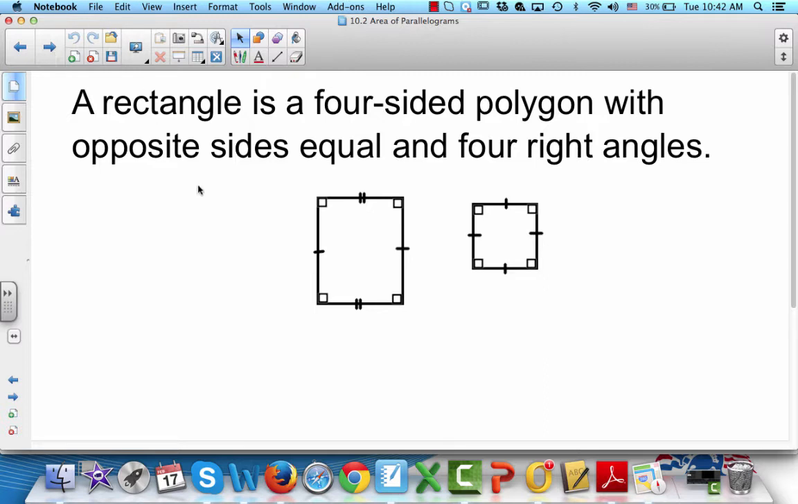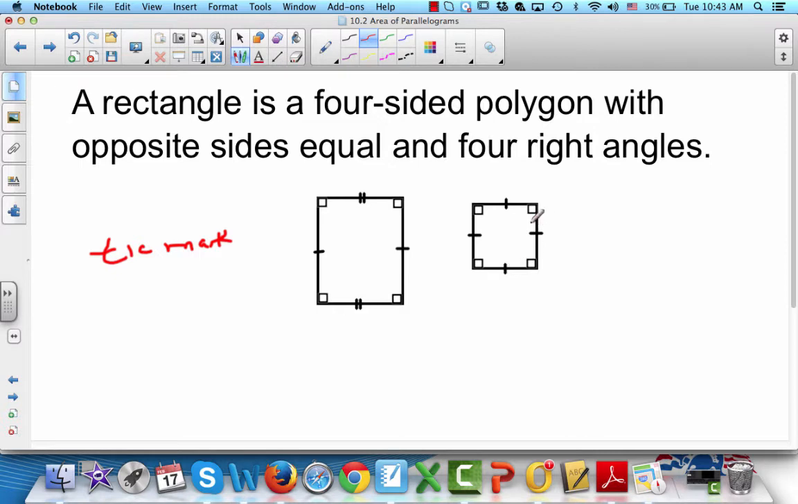So it's important. See, these marks right here, by the way, that's called a tick mark. Let me write that out for you. It's called a tick mark. When there's one mark here and one mark here, that means that those two sides are congruent. They're the same size. So these have two tick marks. This one has two tick marks. That means that these two sides are equal. So opposite sides are equal, and it has four right angles.